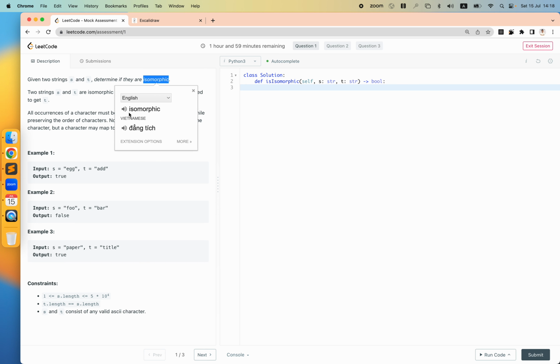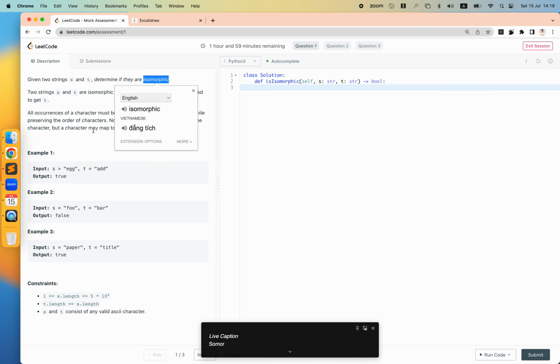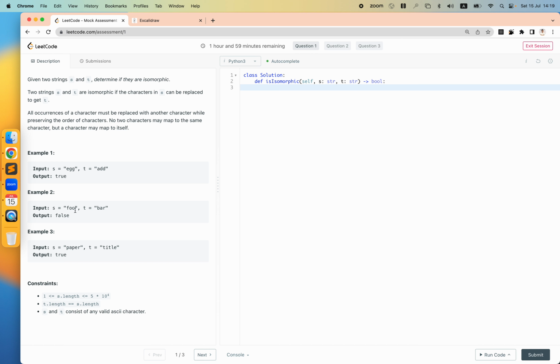Isomorphic, how do you pronounce it? Isomorphic. Okay, isomorphic.